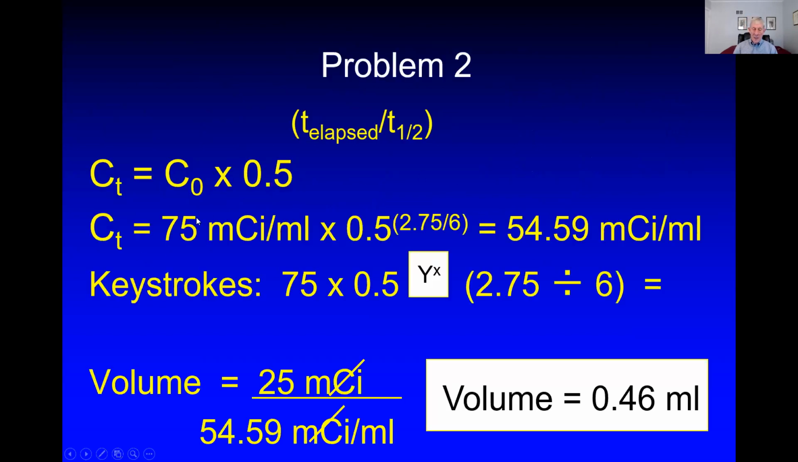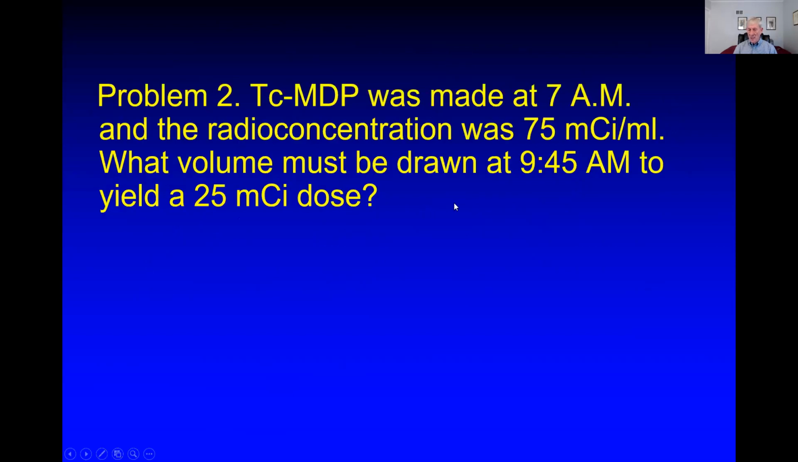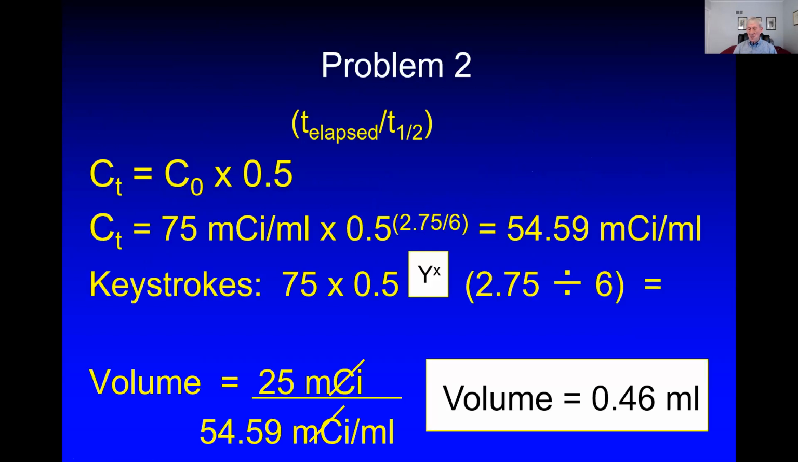Here's the setup. A0, we have 75 millicuries per milliliter times 1/2 to the power of 2.75 hours. Was that correct? Yes. 2 hours and 45 minutes, 2.75. That's actually a little bit less than a half-life, so our guess needs to be a little bit more than 50, divided by 6.